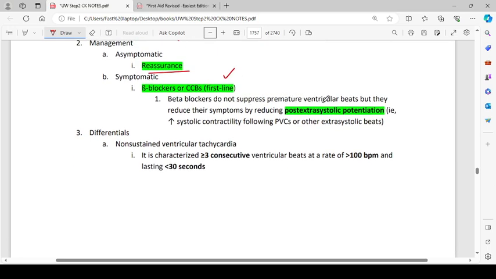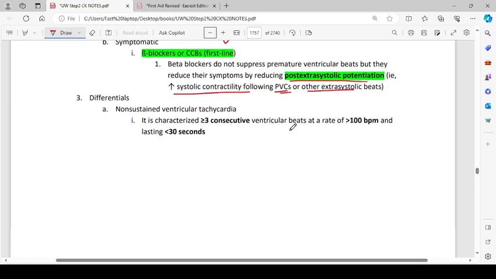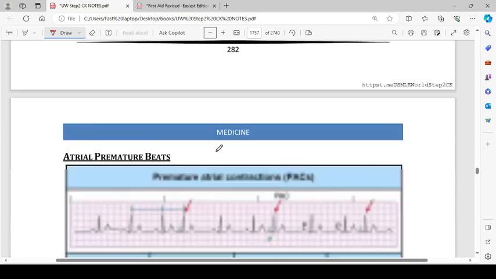Beta blockers do not suppress premature ventricular beats, but they reduce their symptoms by reducing the post extrasystolic potentiation, that is, the increased systolic contractility following a premature ventricular contraction or other extrasystolic beats. Differential: non-sustained ventricular tachycardia is a differential for that. It is characterized by more than 3 consecutive ventricular beats at a rate of more than 100 beats per minute and lasting less than 30 seconds.